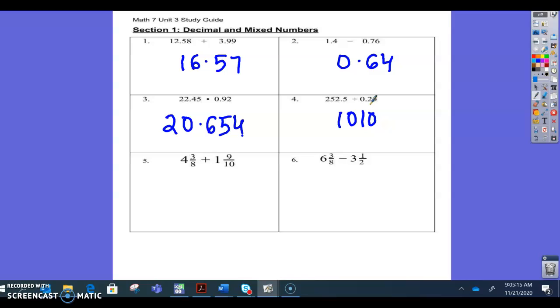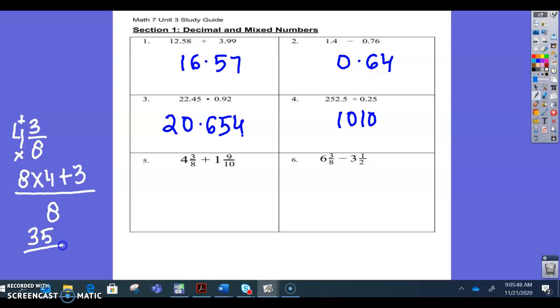If you remember from the class, the way I taught how to convert the mixed number into an improper fraction. So this is 4 and 3/8. We multiply and we add. So I multiply 8 times 4 plus 3, and I keep my denominator the same, which is 8. What is 8 times 4? 8 times 4 is 32, and 32 plus 3 is 35. So my improper fraction is 35/8. So I will write that here, which is 35/8.